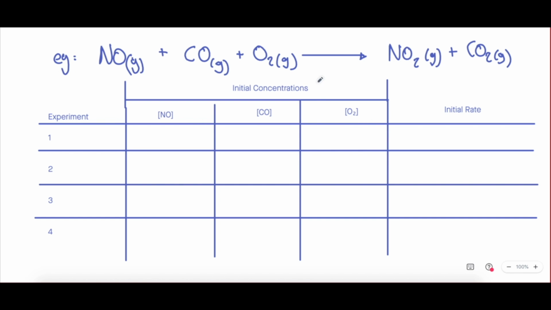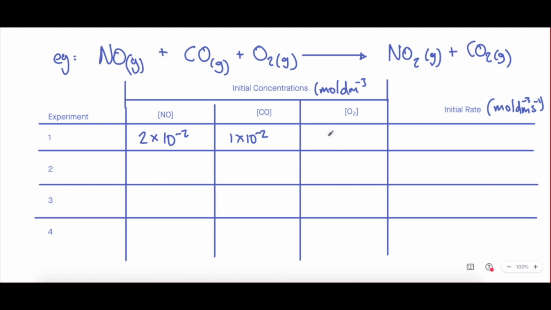We've got the initial concentrations measured in moles per dm cubed, and the initial rate measured in moles per dm cubed per second, so seconds to the -1. So let's say we carry out this reaction, and we choose specific initial concentrations of each reactant. For NO, we pick 2 times 10 to the -2. For CO, we pick 1 times 10 to the -2.